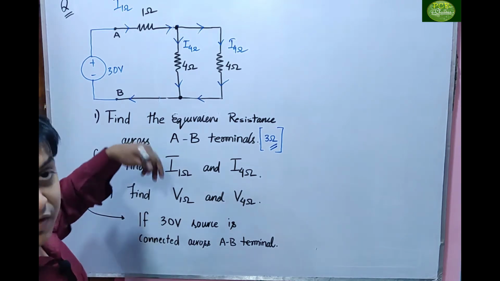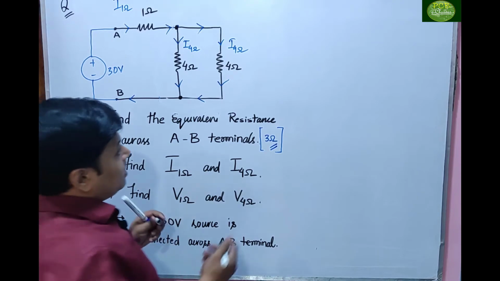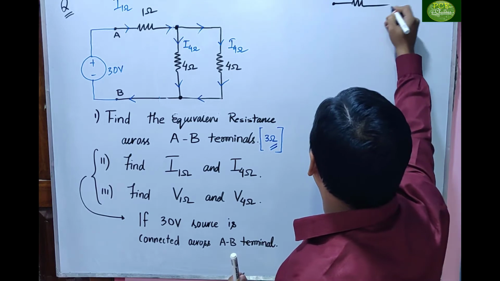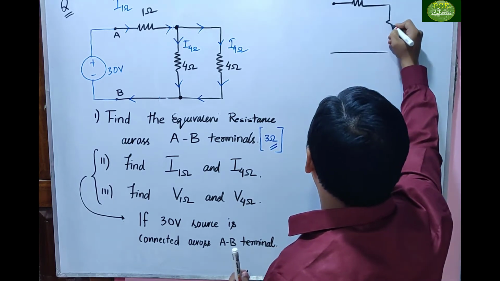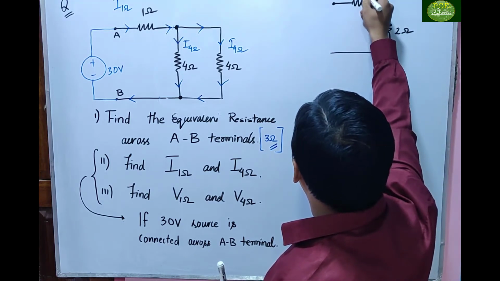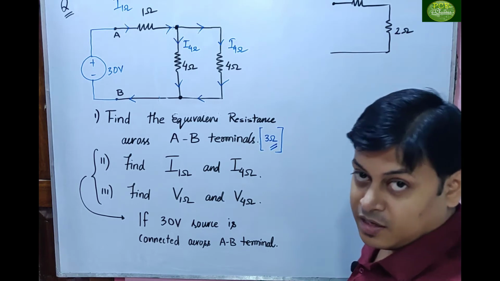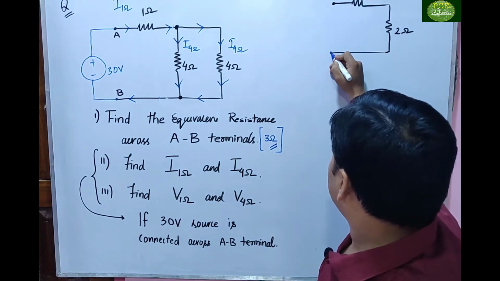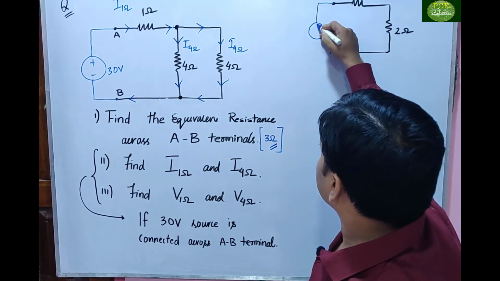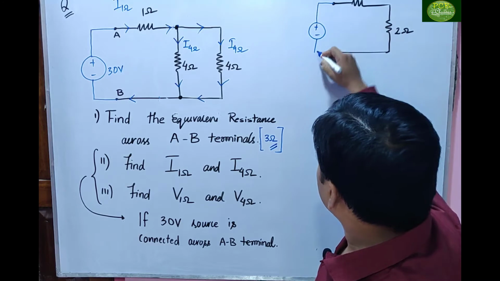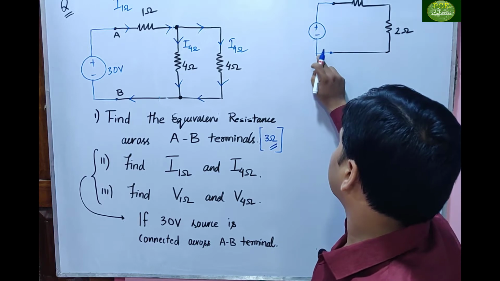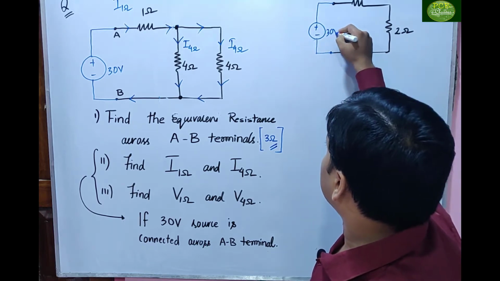Now in the previous first bit we have got an equivalent circuit diagram. What is it? This was 1 ohm and this was 2 ohm. Same circuit, equivalent circuit. I am connecting to the same circuit a 30 volt source, positive, negative. Fine. It's a 30 volt.